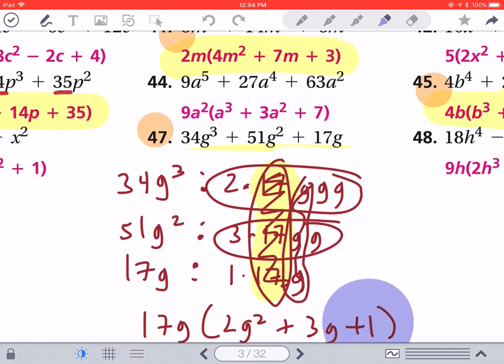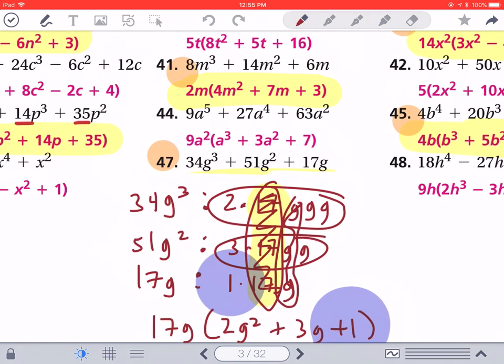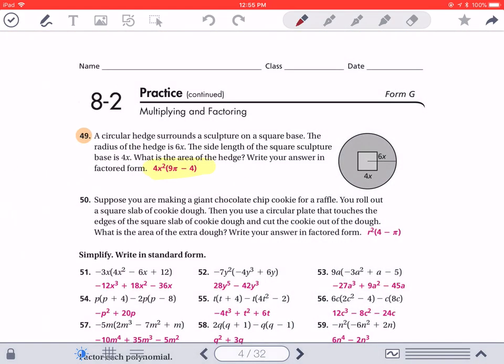Or I'll highlight it in purple. All right, so even though it's a 1, still have to write it, because when I redistribute it, I need to get to 17g. So 1 times 17g is going to be 17g. All right, next.